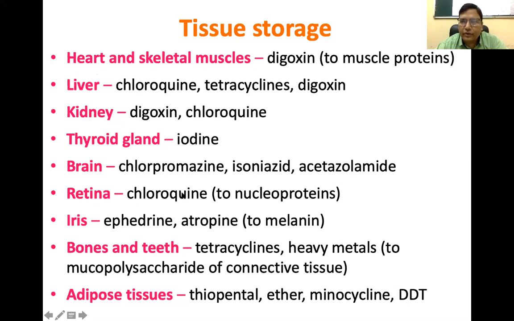So the toxicity of chloroquine also includes a decrease in vision. Ephedrine or atropine has affinity for the melanin of the iris. For the bones and the teeth, discoloration occurs with the use of tetracycline. Heavy metals have affinity for the mucopolysaccharides of connective tissues. And DDT, thiopental, and ether have high tissue storage in the adipose tissues. So these are the different affinities, and these drugs are stored in these types of tissues.